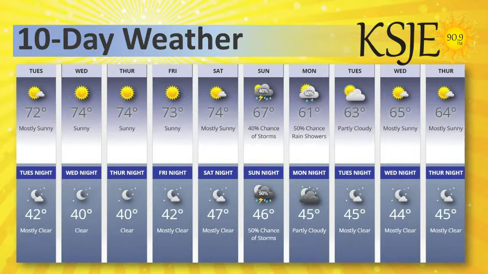Outside our studios here at San Juan College, it is 46 degrees at the moment, and we're expecting a mostly sunny day. Today's high 72 in Farmington. Clear tonight with a low of 42 degrees. Sunny and 74 tomorrow and Thursday. Sunshine, 73 on Friday, 74 on Saturday. Lots of sunshine and overnight lows feeling like fall in the low to mid 40s, I would say.